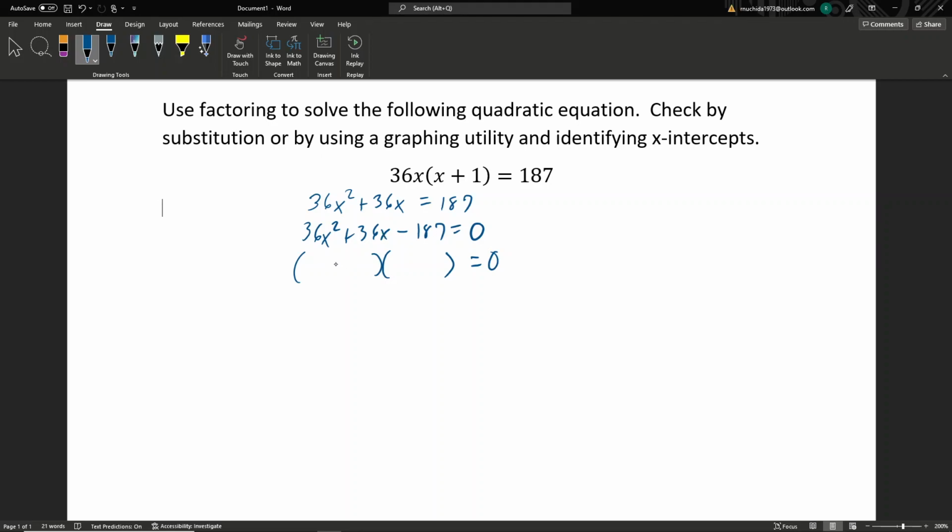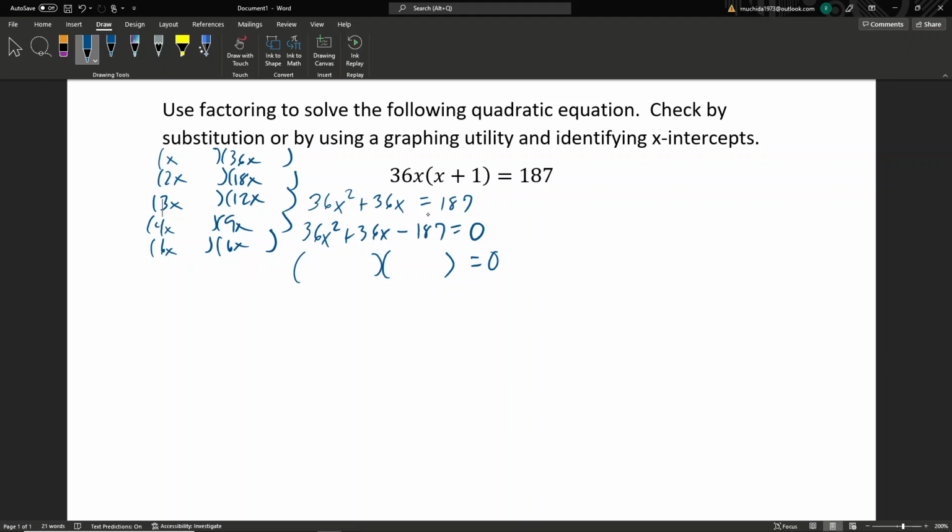Now, doing this by trial and error is pretty difficult, just because 36 has quite a few factors. For the first terms, it could be x and 36x, it could be 2x and 18x, it could be 3x and 12x, or it could be 4x and 9x, or it could be 6x and 6x.